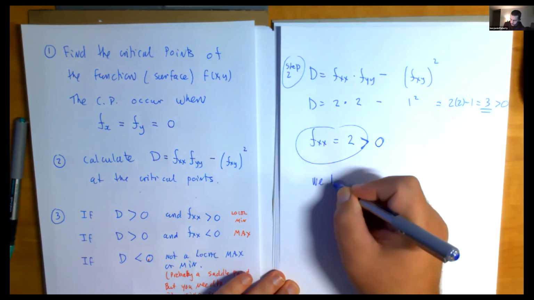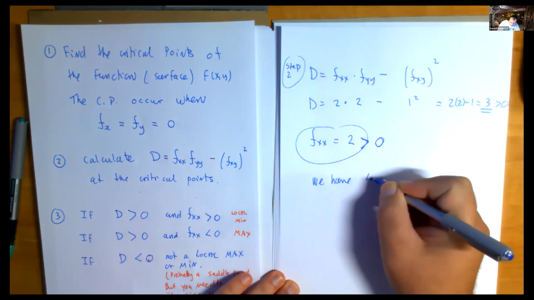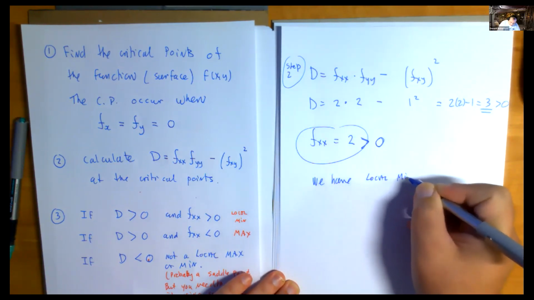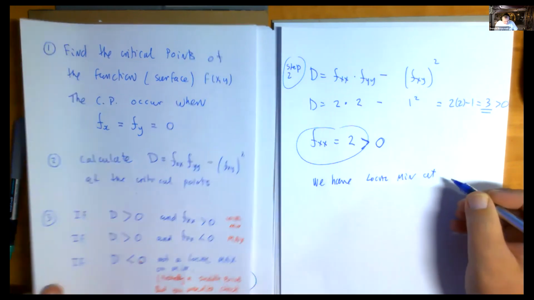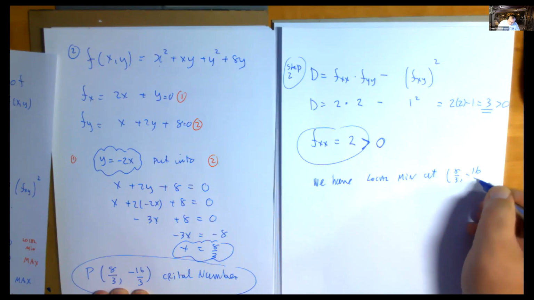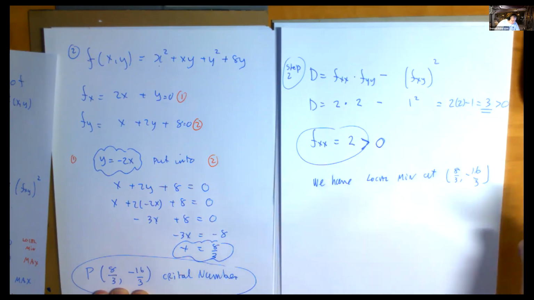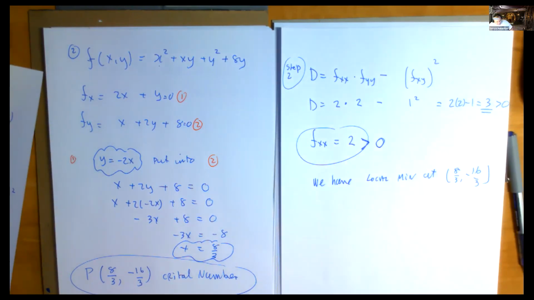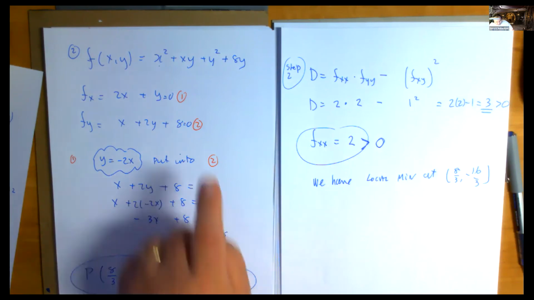So we have a local min at 8/3, comma, negative 16/3.